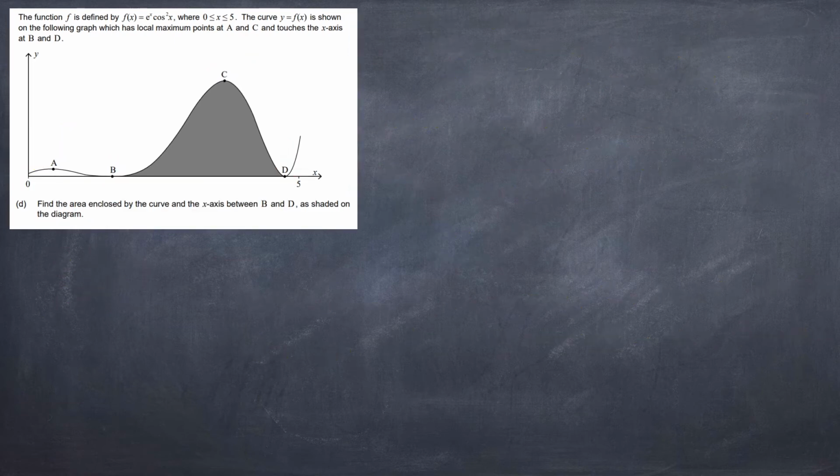The last problem is the function f, defined by the complete expression given there, and find the area enclosed by the curve and the x-axis between B and D. So this is B and this is D. So we need to find out the area between B and D. So obviously you can see this part. So the functional value f(x) is equal to e to the power x cos square x.